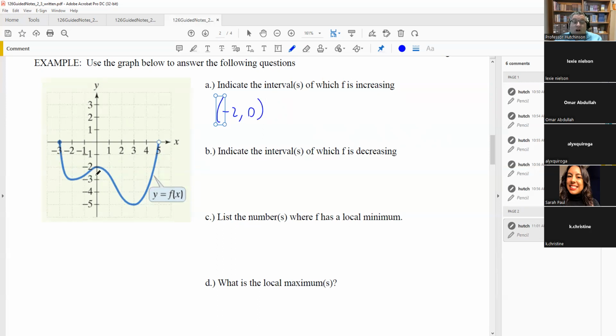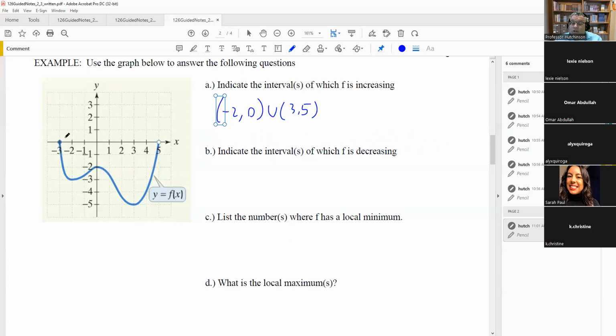Remember, we're talking about x values only. We're not talking about -2 or -3. X values only. Between this x value and this x value, the graph is increasing. I have a union because I also have a region between 3 and 5, between this x value of 3 and this x value of 5. Okay, that would be the answer there for increasing.